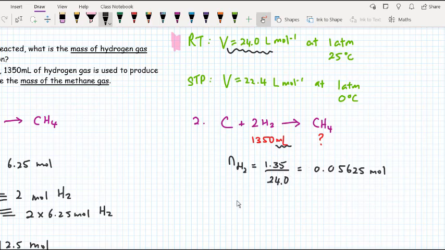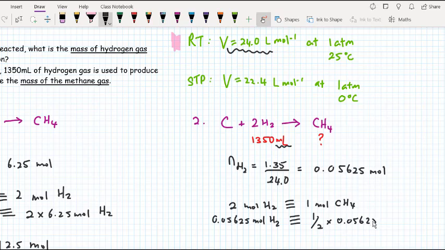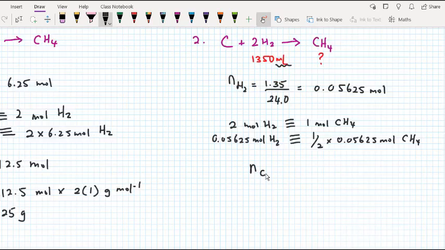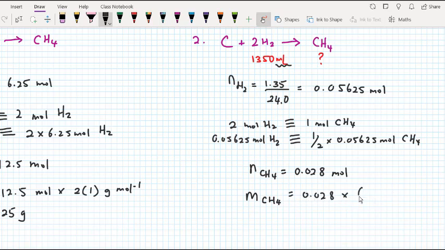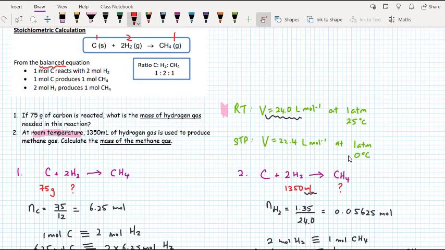From our balanced equation, 2 moles of hydrogen gas will produce 1 mole of methane. Therefore, if we have 0.05625 mole of hydrogen gas, using the cross multiplication method, 1 over 2 times 0.05625 mole of methane. The number of moles of methane gas obtained equals 0.028 mole. Once we find the number of moles of methane gas, we can find the mass of methane gas: 0.028 times the molar mass of methane, 12 plus 4 times 1. And you will get your answer, 0.448 gram.